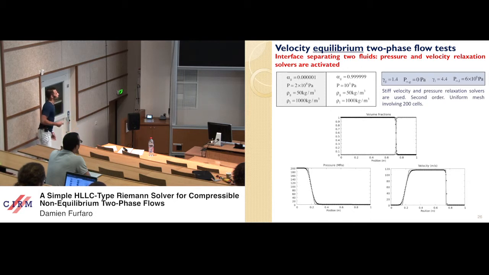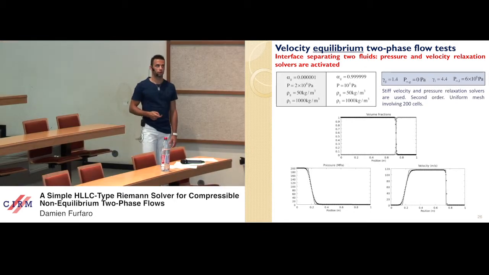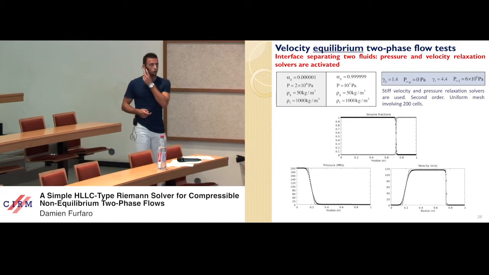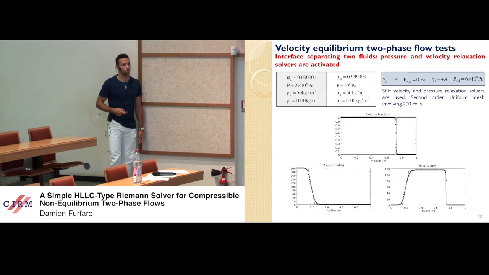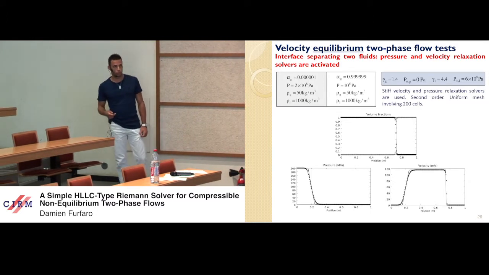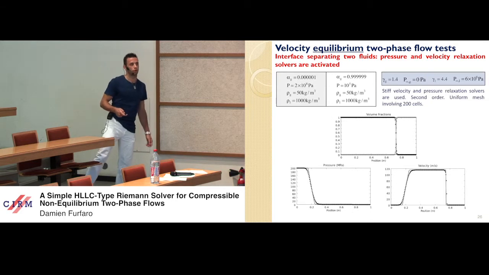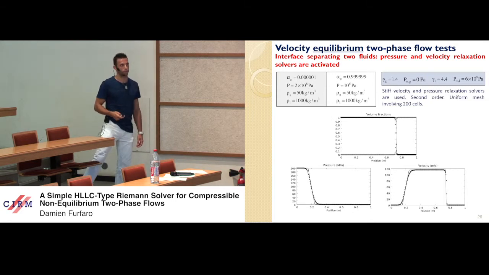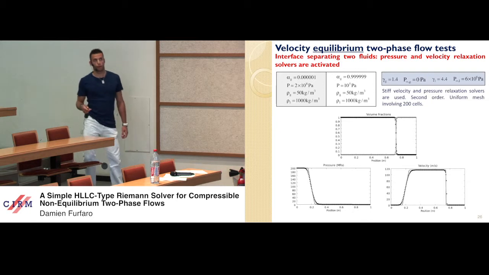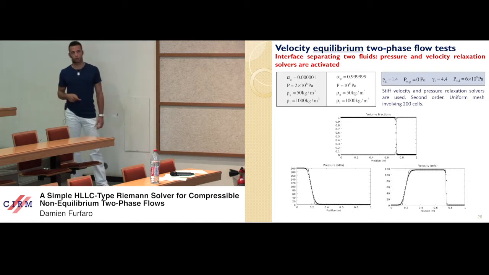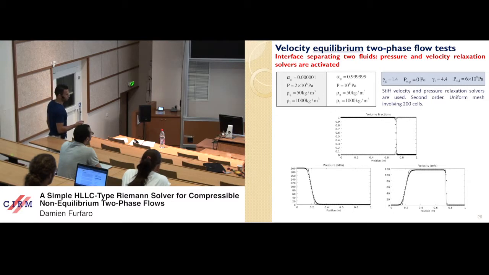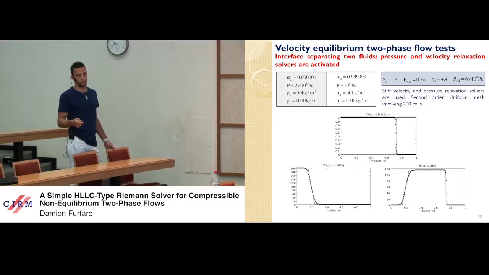The next test is the velocity equilibrium two-phase flow test. Here we consider an interface separating two fluids. In the left chamber we have nearly pure liquid, and in the right chamber we have nearly pure gas. The high pressure is in the left chamber with 200 MPa. Stiff velocity and pressure relaxation solvers are used. This is an important point. So, interfacial conditions are perfectly matched thanks to relaxation effects.